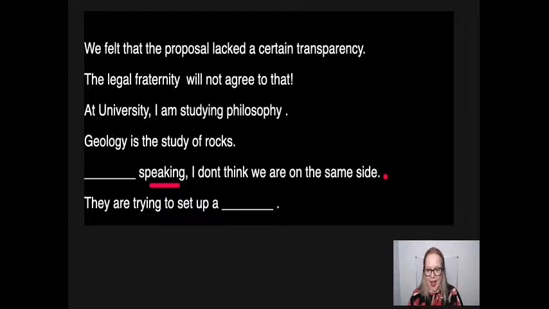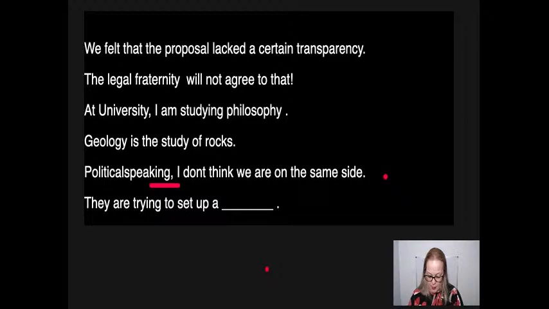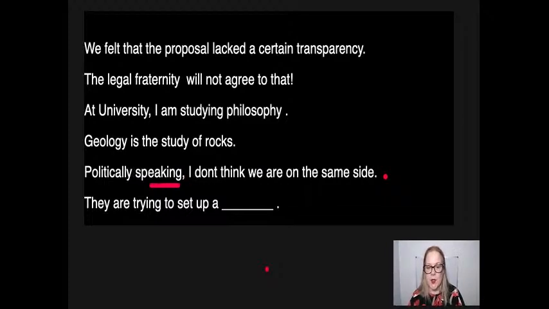So we're going to take Ahmed's answer, which is politically speaking. Politically speaking, I don't think we are on the same side. Politically, put the wrong Y there. Politically speaking, I don't think we are on the same side. Well done.